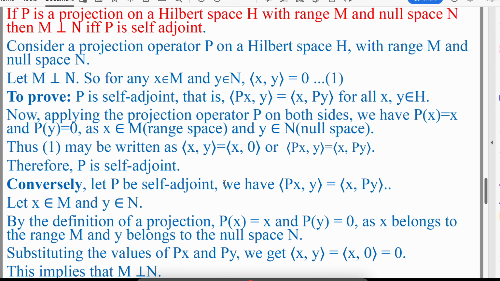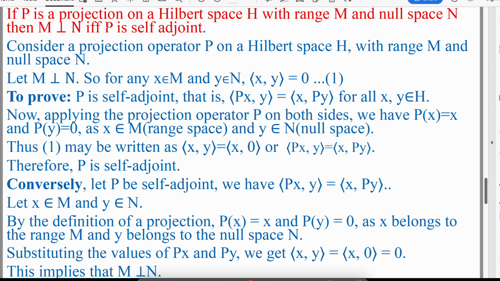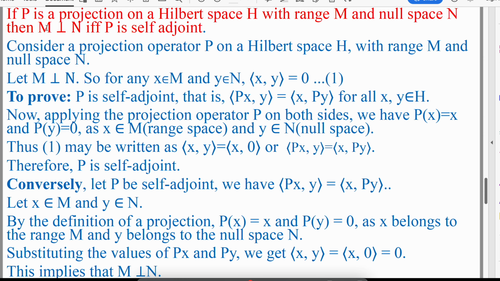Now one more result. If P is a projection on a Hilbert space H with range M and null space N, then M is orthogonal to N if and only if P is self-adjoint. Suppose we consider a projection operator P on a Hilbert space H with range space M and null space N. We have to show that M is orthogonal to N if and only if P is self-adjoint. So first of all, assume M is orthogonal to N. Now we will show that P is self-adjoint.